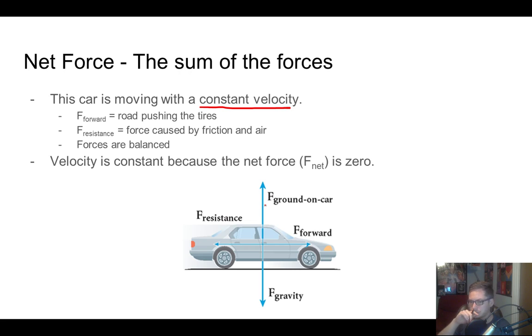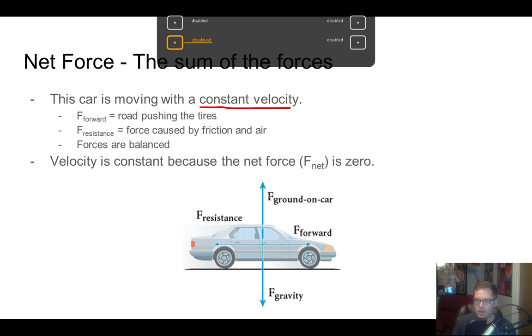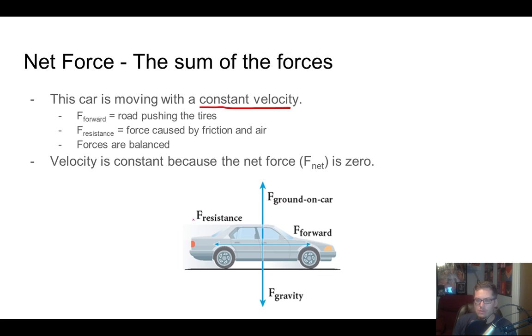Now, our forward and backward, this is where things are interesting. Since we're moving at a constant velocity, that means our forward force has to be equal to the resistance of the tires on the road. So there would be friction of the tires on the road, but then there's also air resistance hitting the front of the car.